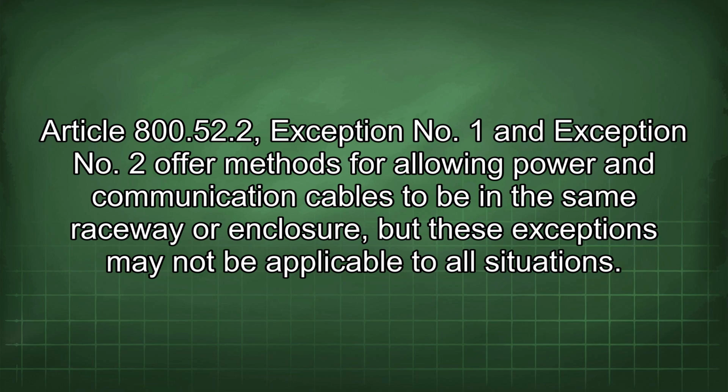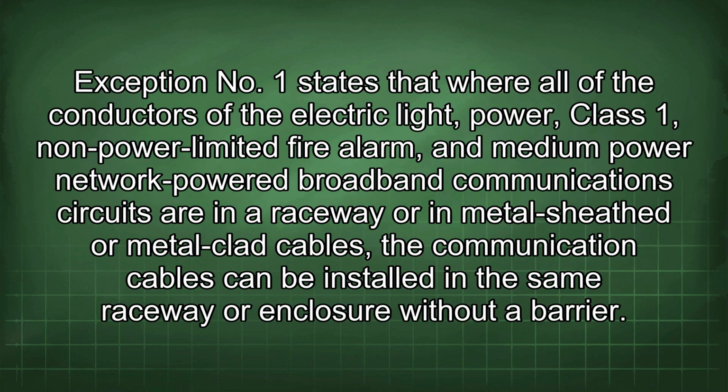Exception No. 1 and Exception No. 2 offer methods for allowing power and communication cables to be in the same raceway or enclosure, but these exceptions may not be applicable to all situations. Exception No. 1 states that where all of the conductors of the electric light power, Class 1, non-power limited fire alarm, and medium power network powered broadband communications circuits are in a raceway or in metal sheathed or metal clad cables, the communication cables can be installed in the same raceway or enclosure without a barrier.